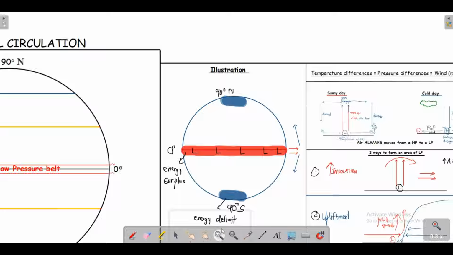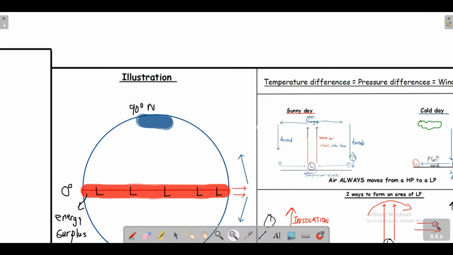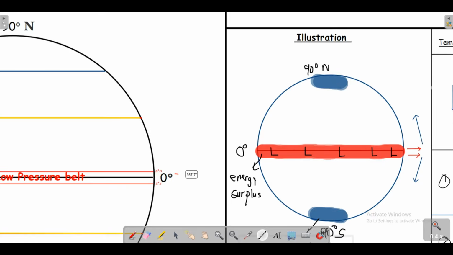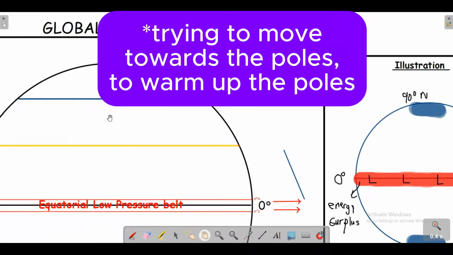Now, we know that warm air rises up, and then at the upper atmosphere, it diverges. We see that upper divergence. That's exactly what happens here as well, between 0 and 5 degrees. So I'm just going to illustrate the rising air with the arrows. So this is that hot, moist air rising up, and then in the upper atmosphere it separates. It's trying to move towards the poles, to warm up the poles.